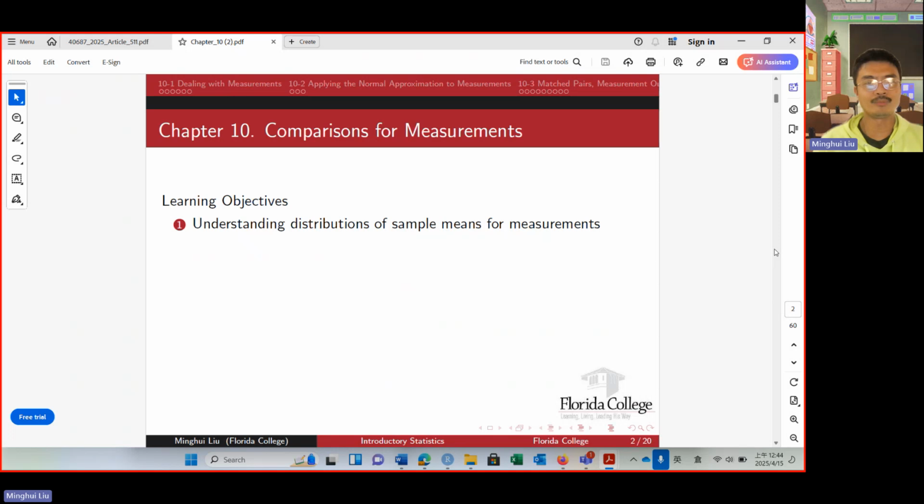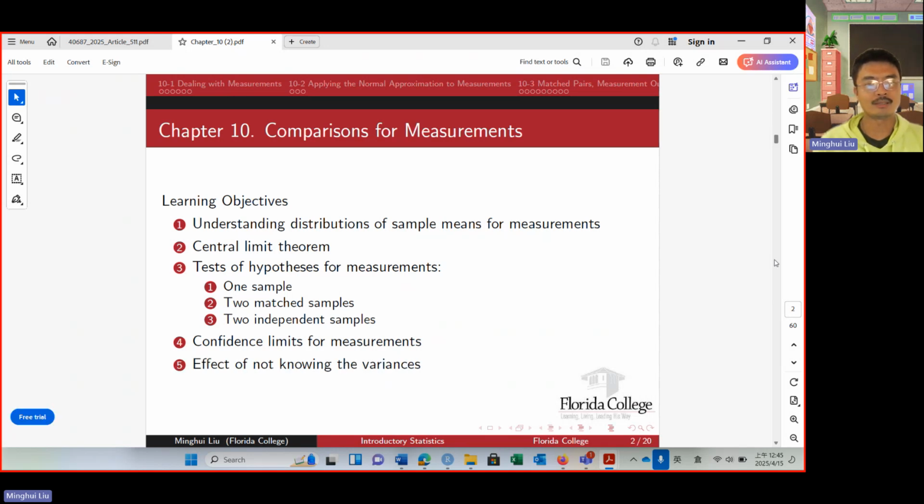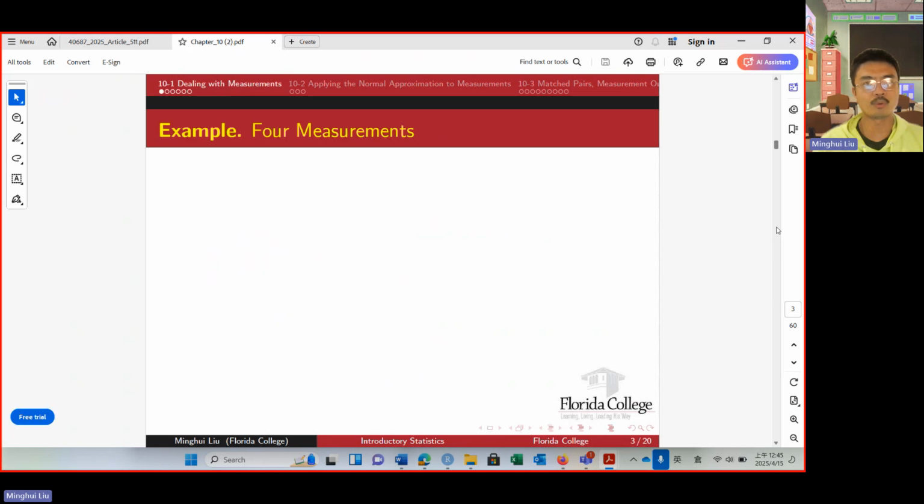And we'll learn how to understand the distribution of sample means. And then we'll talk about the central limit theorem and test the hypothesis, one sample and two matched samples and two independent samples. And of course, not all these topics will be required for the specific course. And we'll decide the confidence limits and also the effect of not knowing the variances. Those are the learning objectives of chapter 10. Not all of them are required for this specific course.